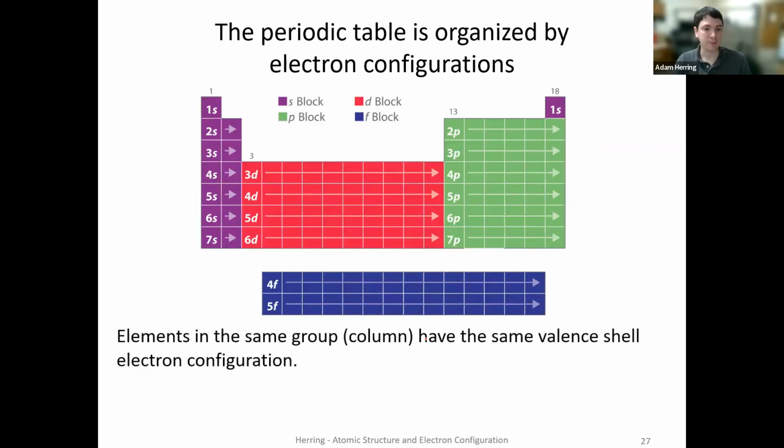So to summarize, the elements within the same group, in the same column, are going to have the same valence shell electron configuration. Their core will be different, and the subshell of their valence electrons is going to be different as we go down a group. However, they're going to have the same number of electrons within that subshell. And so we'll see that they have the same number of valence electrons.